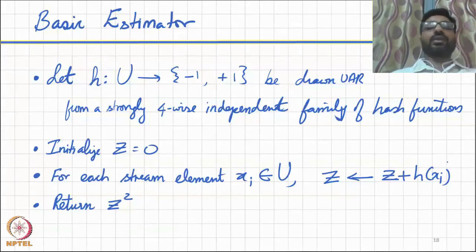And so some of the elements are going to increment it, some of the elements are going to decrement it. But keep in mind, if there's an element that increments it, in other words h of xi is +1, then h of xi will continue to be +1 throughout the execution of this algorithm. And vice versa, if h of xi ends up being negative, then it's going to be negative throughout. Okay, so now we let the stream run through, and we update z as and when a new item comes in. And at the end, we simply return z squared as the required estimate of F2.